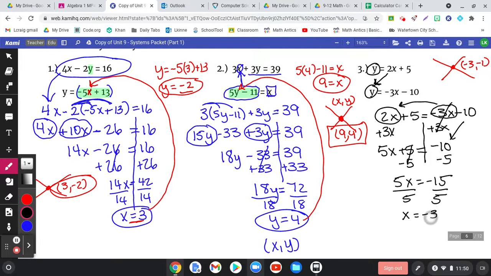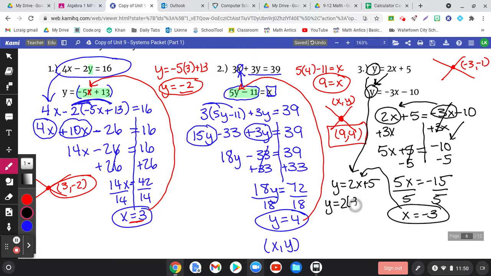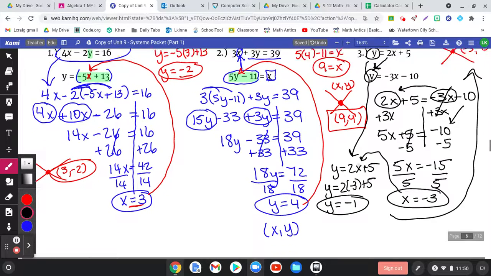X is -3. And then again, pick one of them. Why don't we go with the top one this time? So we have y equals 2x plus 5. Well, we just found out that x is -3. So y is equal to 2 times -3 plus 5. -6 plus 5 is -1. Which again, look at the point. It would be the point -3, -1. All right, you would have got the same thing if you plugged it in here. -3 times -3 is +9, and 9 minus 10 is -1.